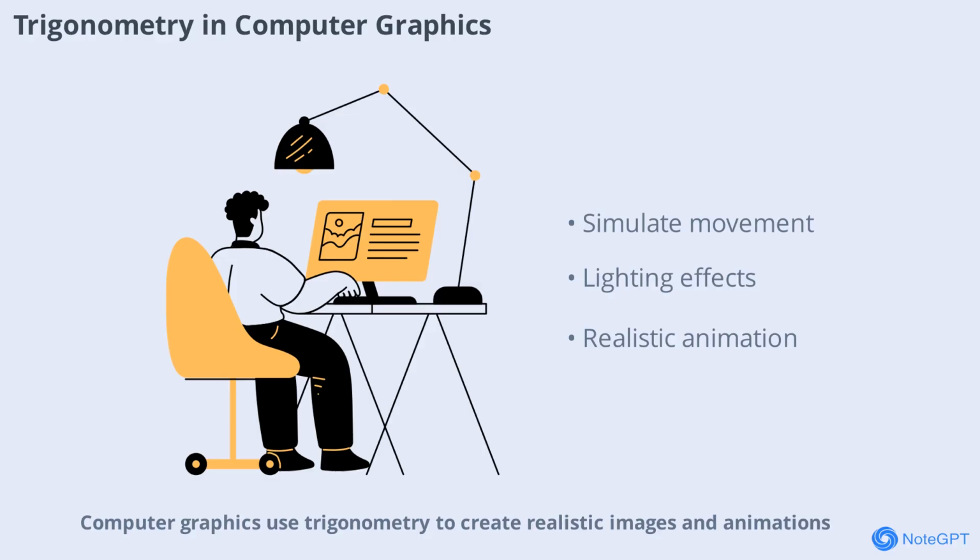Computer graphics use trigonometry to create realistic images and animations. By calculating angles and distances, programmers can simulate movement, lighting, and perspective, bringing digital worlds to life.